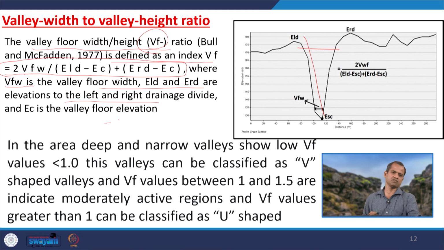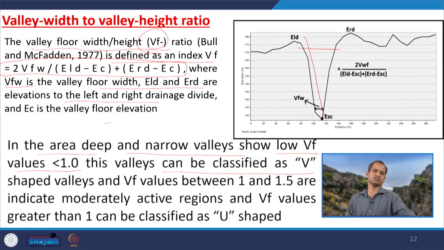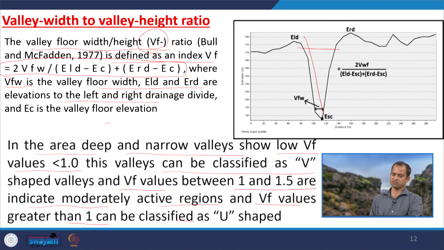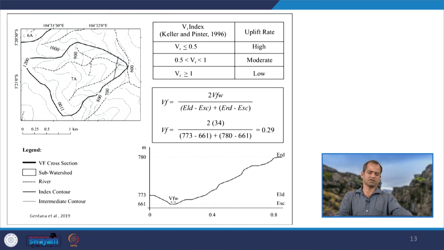The utility of this parameter is that in an area with a deep and narrow valley, the VF value is less than 1, and this valley can be classified as a V-shaped valley. We know the V-shaped valley is particularly the river valley, and the U-shaped valley is the glacier valley. So, a VF value between 1 and 1.5 indicates a moderately active region, and VF values greater than 1 can be classified as U-shaped valleys. Particularly in tectonically active regions, the valley shape will be different.